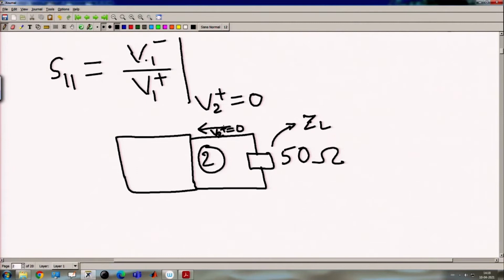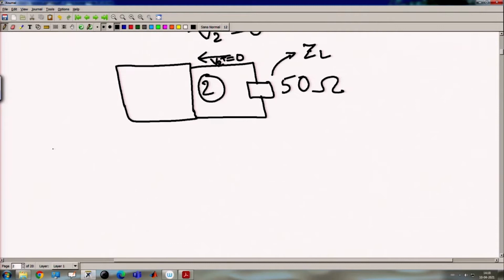So, like this we can define the V2 plus, and gamma means S11, we can also call it gamma. So, we can define gamma when V2 plus equal to 0. We can write gamma at port 1, which means S11. We are finding out the S11 at port 1, that means it is the same as the reflection at port 1. So, reflection at port 1 is the same as gamma at port 1.